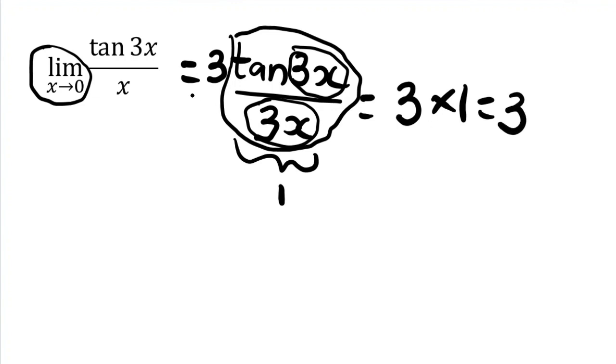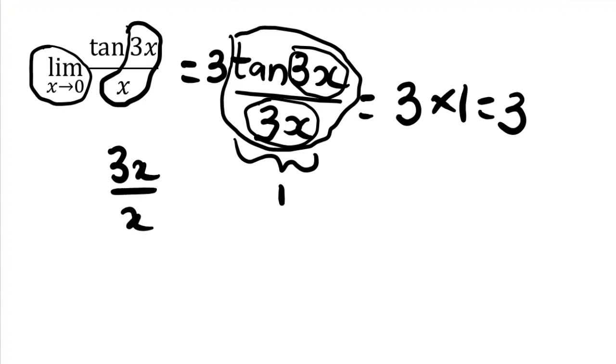If you want to use the shortcut that we use, yes, of course, it works over here as well. If you have this format, whether it is sine or tan, you use this format: you have 3x over x, which is just equal to 3. And that's your answer. I hope you are good with that. Okay, now let's try other examples.